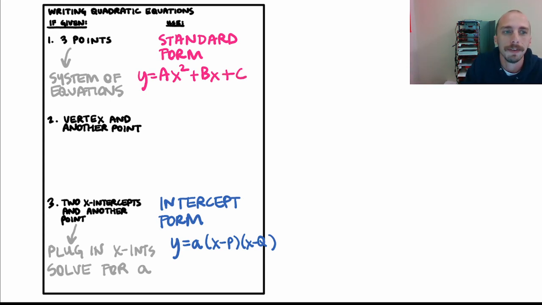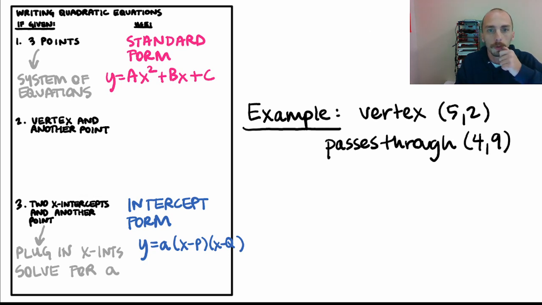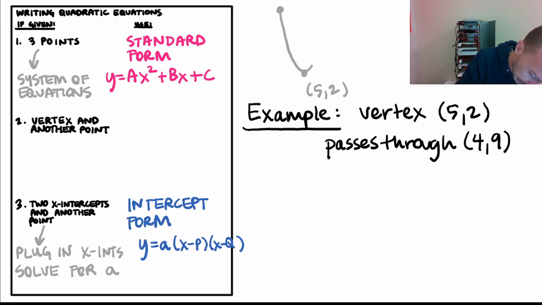Okay, but if they gave us the vertex and another point, all right, so if we were given a vertex and another point that the parabola passed through, and I was to try to draw a picture, okay, here's the vertex 5 and 2. And it passes through the point where x is 4 and y is equal to 9. Okay, that's to the left and above. Okay, well, if this is the vertex, I know that this is going to be the minimum point. And it's going to open up.